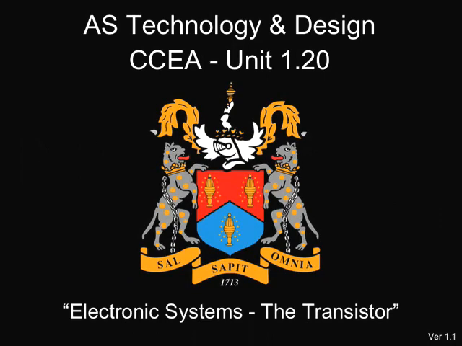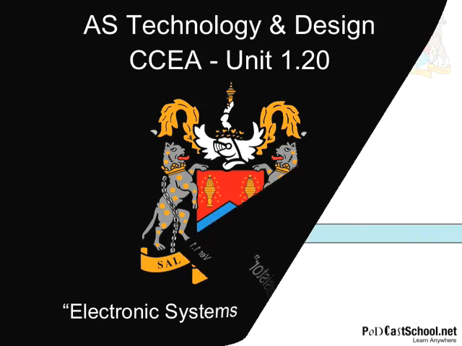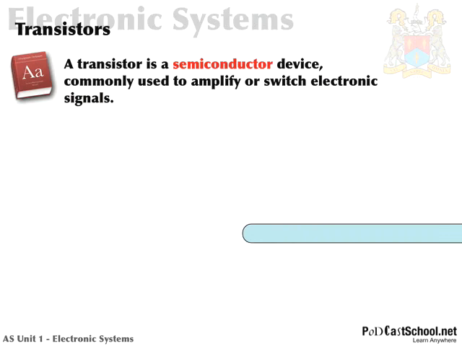Today we're going to be taking a look at the transistor. The transistor is a semiconductor device commonly used to amplify or switch electronic signals. Now, that's the definition, and very easy for me to say, but what does it actually mean? Well, first of all, a semiconductor device is a device that conducts sometimes, depending upon external factors.